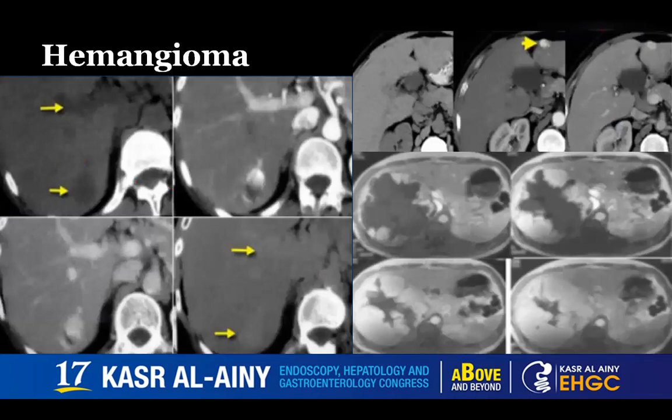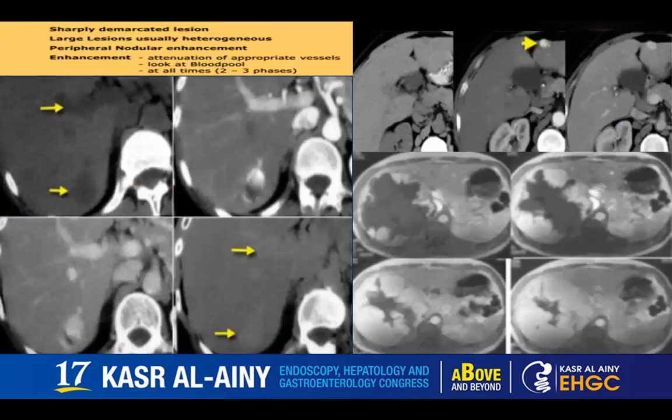Hemangioma. Hemangioma follows the blood pool. As you see, this lesion is a hemangioma. It follows the blood pool. Here is the blood in the pre-contrast study. Here are the arterial phase, portal and delayed phases. It shows peripheral nodular enhancement with the same attenuation as the blood vessel.